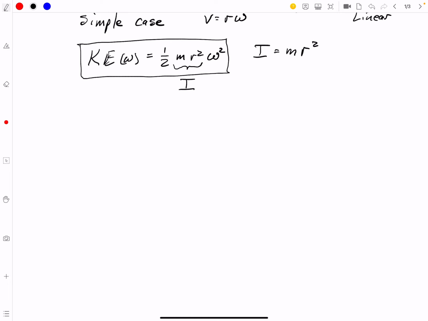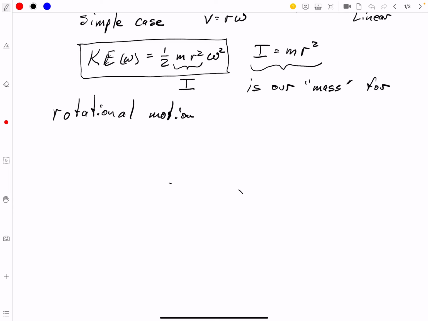So let's talk about this for a little bit. This right here is our mass, quote unquote mass, for rotational motion. It's the desire to stay still, to keep from rotating.